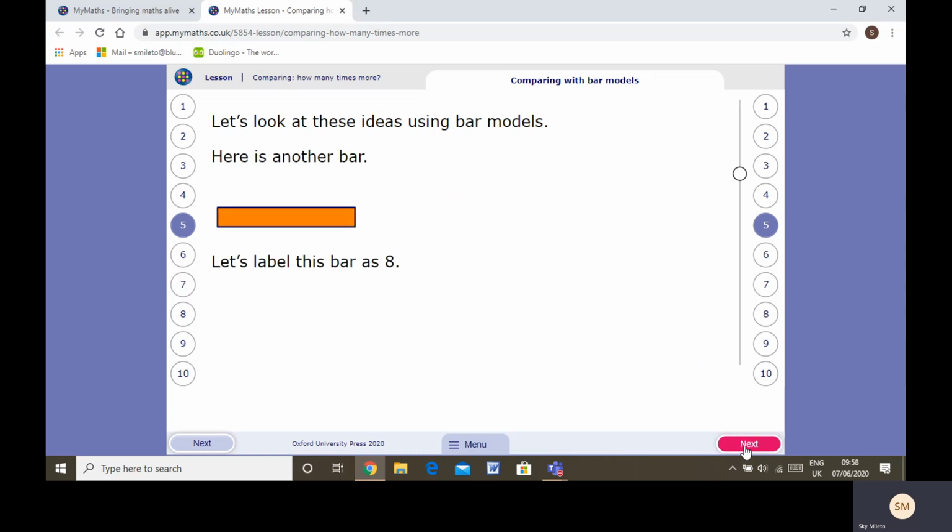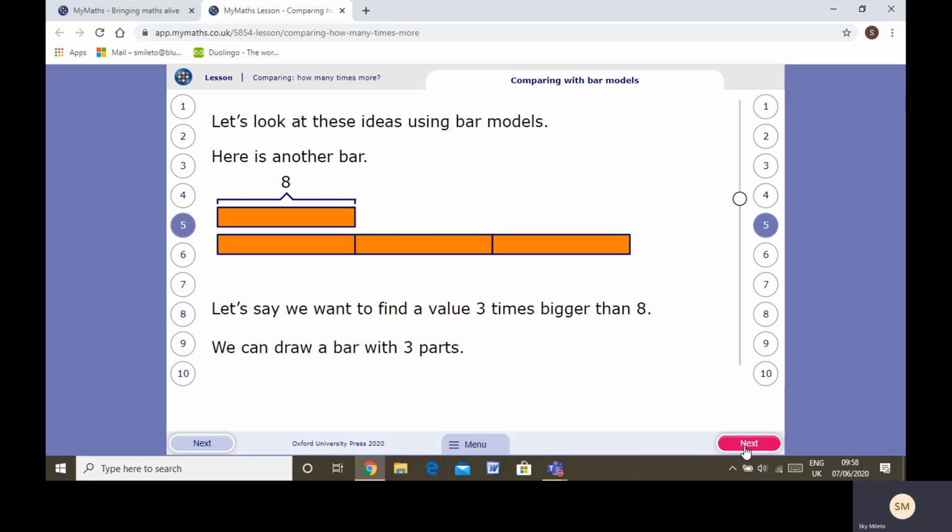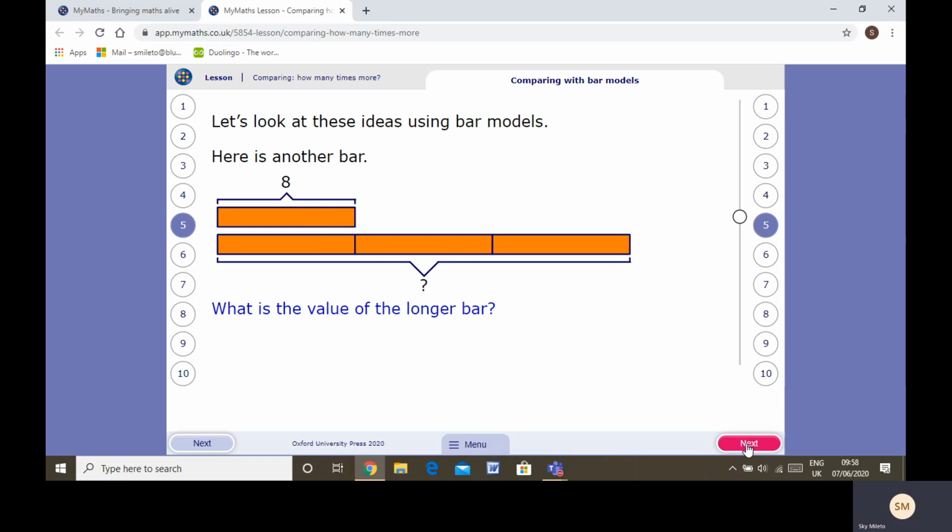This bar is 8. We want to find the value 3 times bigger than 8. So we're going to draw a bar that's 3 times as long with 3 parts. And if we know 1 part's 8, we know we want to do 8 plus 8 plus 8, which is the equivalent of 8 times 3. And we know that is 24.